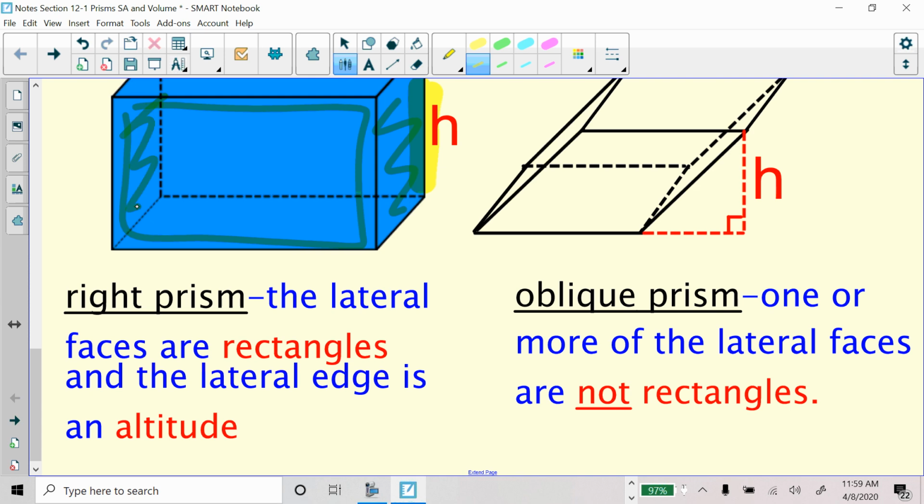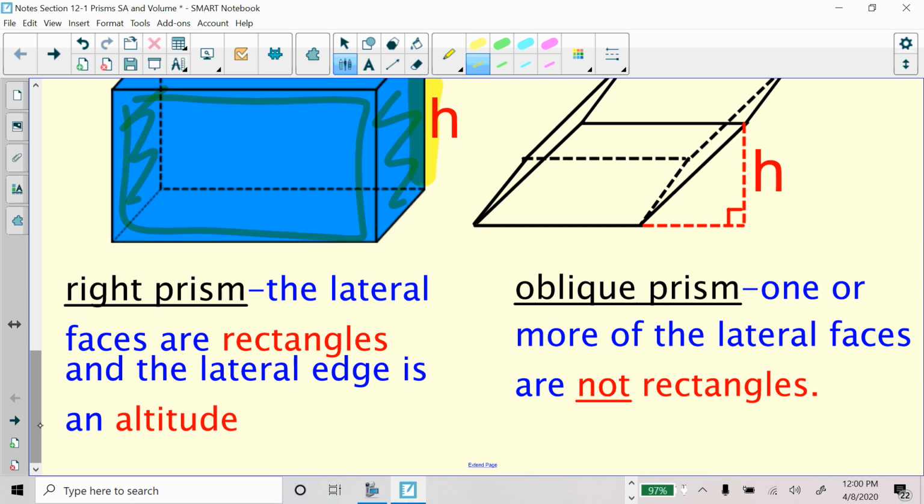It's a good idea to sometimes put a tissue box in front of you, and then the top and the bottom might be the bases, and then all around the sides would be the lateral faces. And in an oblique prism, one or more of the lateral faces are not rectangles. In this case, they look like parallelograms. Maybe you would have one that's a triangular face. They can be different shapes.